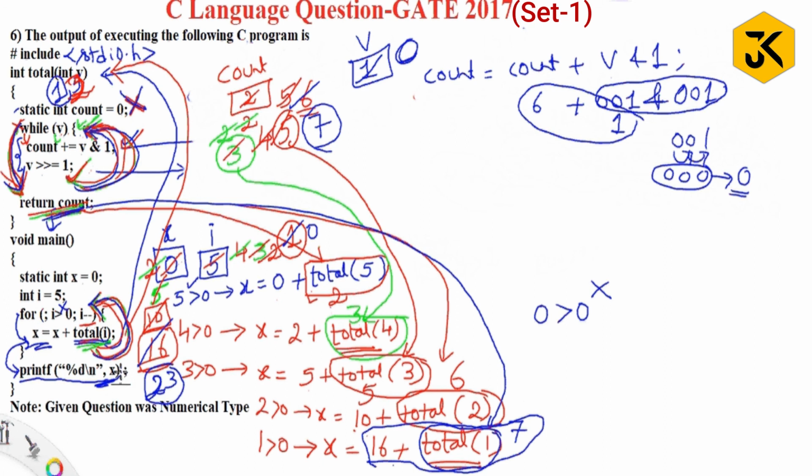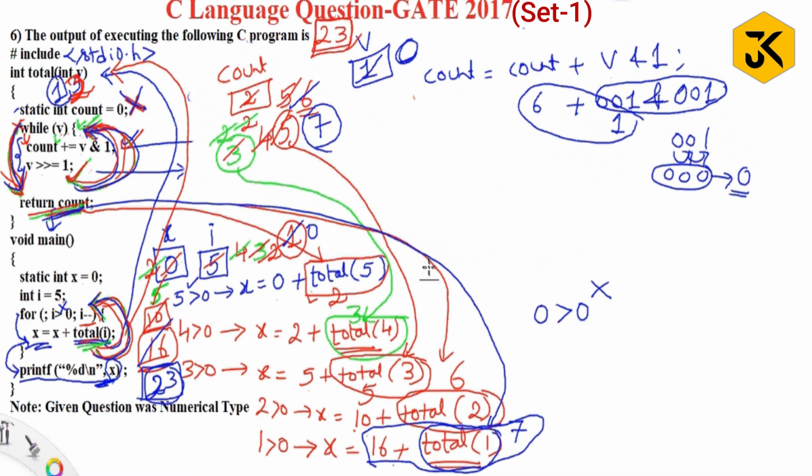Percentage d comma x means it is going to print the x variable value. What is that x variable value? 23. So my answer is 23. This way you need to solve.